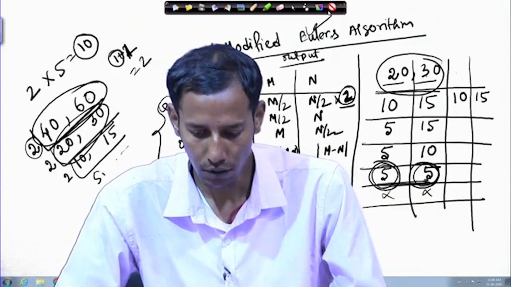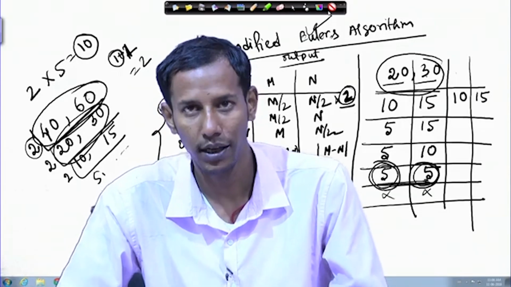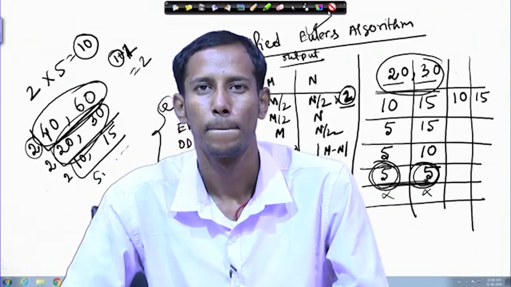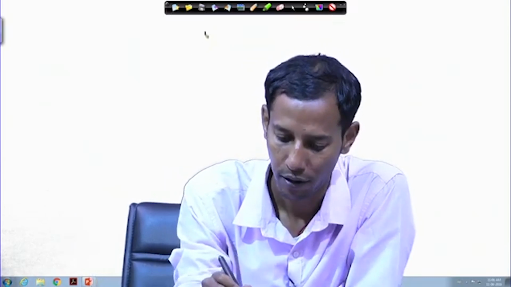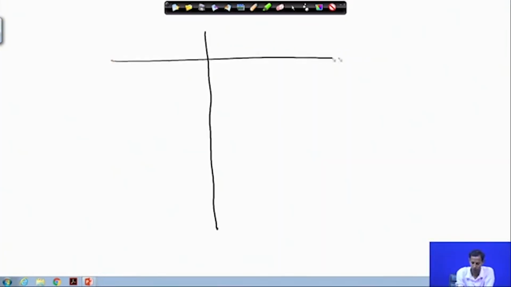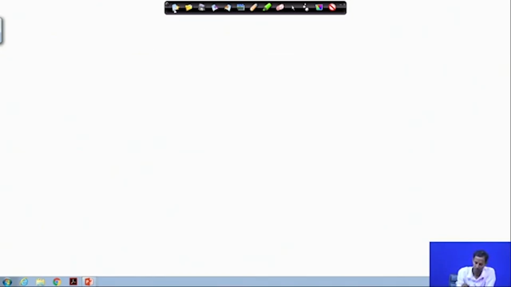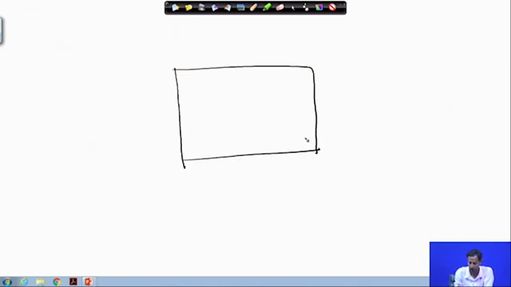For that reason, initially I have to make the corresponding operation table. Operation table means it is just same as this.